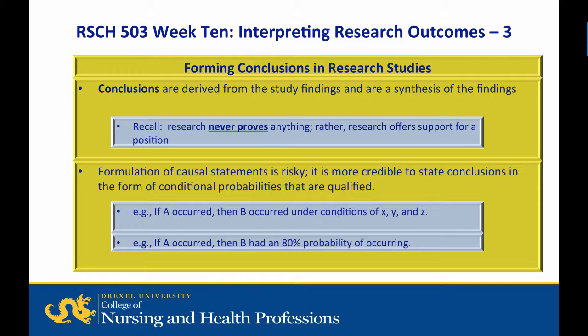Forming conclusions in research studies is a thoughtful process. Conclusions are derived from data analyses findings and are a synthesis of findings. Remember that research never proves anything. Rather, research offers support for a position. Forming causal statements is risky. It is more credible to state conclusions in the form of conditional probabilities that are qualified. For example, if A occurred, then B occurred under conditions of X, Y, and Z. Or, if A occurred, then B had an 80% probability of occurring.